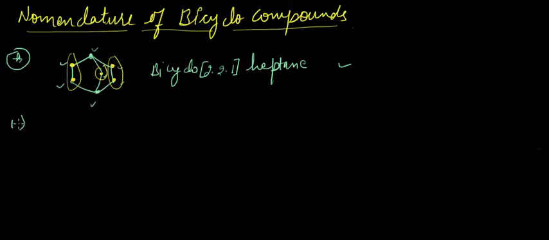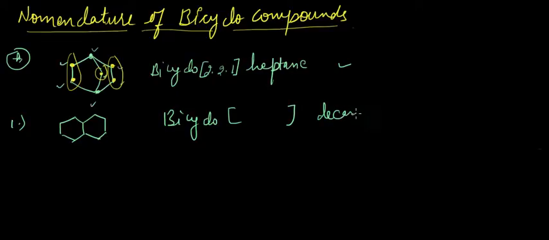Now we'll look at some examples so that you have more clarity on the nomenclature. So just write bicyclo. How many carbon atoms are there? 10. So bicyclo, some brackets, decane, and how many bridge carbons are there? 4 and 4 and 0, right? So the answer would be 4.4.0.